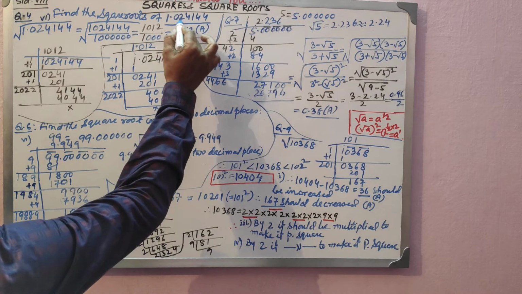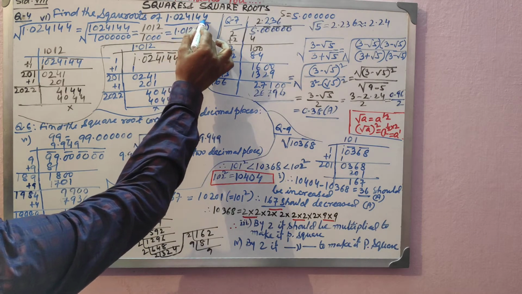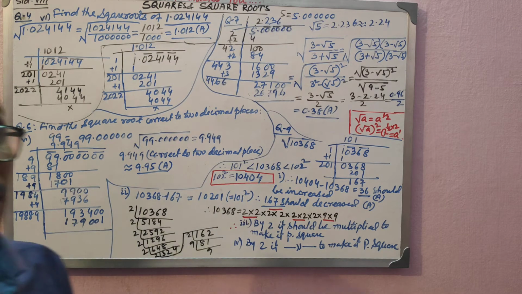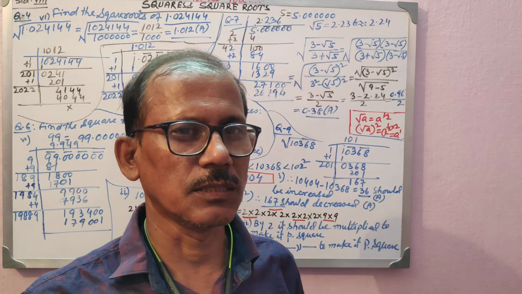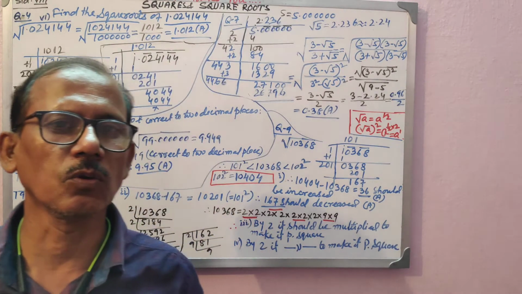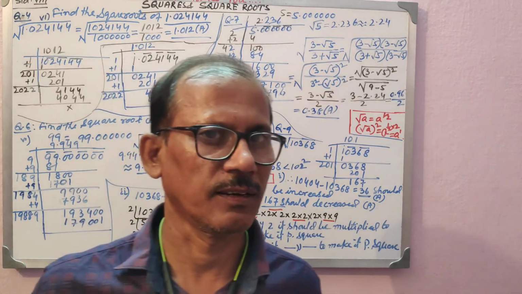Here, how many places? 1, 2, 3, 4, 5, 6 decimal places. So, half of it is 3 decimal places. Okay, fine. It can be done in 2 ways. This decimal number can be converted into a fraction. Definitely, the denominator will be a perfect square power of 10.